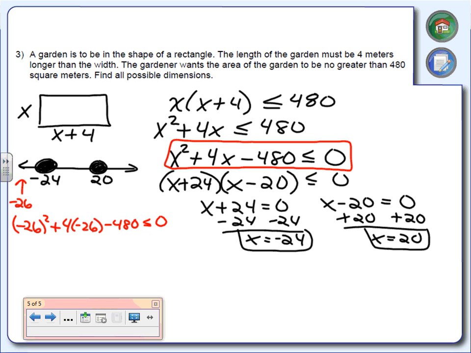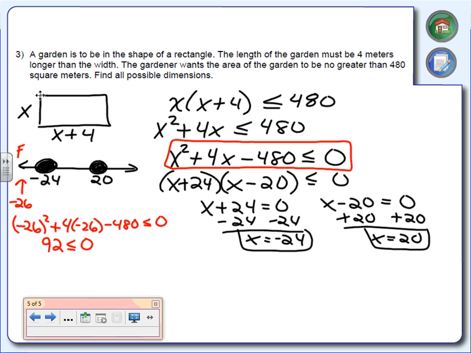Put that in your calculator, and what number are we going to get? Positive 92? Y'all double check the work. 92 less than or equal to 0. Is that true or false? False. That is false.